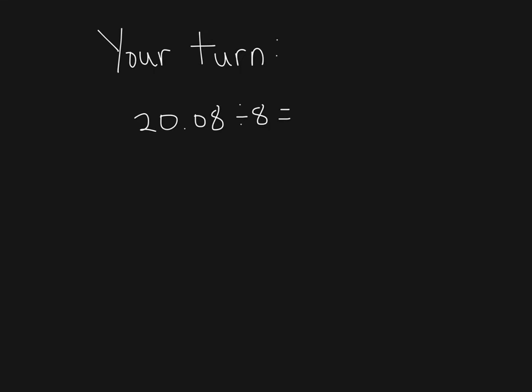Now it's your turn. 20 and 8 hundredths divided by 8. You can use the place value chart and the standard algorithm, or if you feel comfortable just using the standard algorithm and getting the decimal in the right place, you can do that as well. Although this one is a little tricky with these zeros in the middle, so you might want to check yourself with the place value chart.